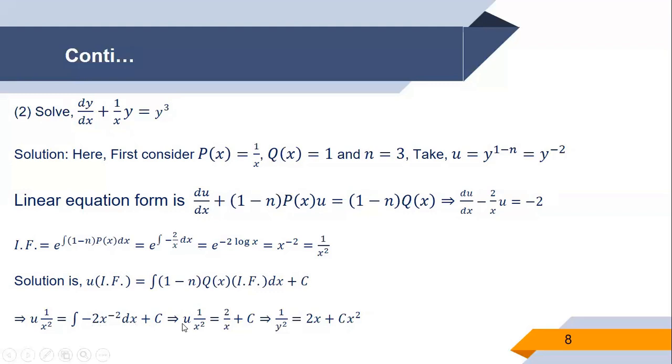So that implies u into 1 upon x square is equal to integration of minus 2 by x square. And the integration of 2 by x square is 2 by x, because we know that the integration of 1 upon x square is minus 1 by x. So minus minus plus, so plus c. And then we get the solution, 1 upon u is replaced with 1 upon y square. So the answer is 1 upon y square is equal to 2x plus cx square. This is the required solution of the given Bernoulli equation. Thank you.